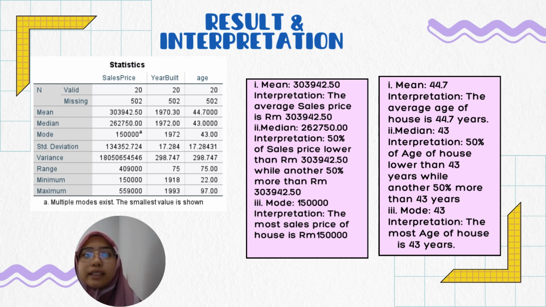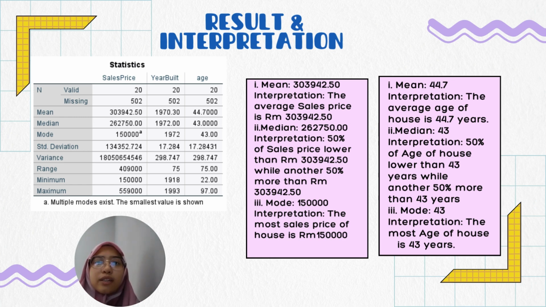Measure of dispersion can also be seen in the table. For example, the range is 409,000 and the standard deviation will be 134,352.72. From this table, we can see the three objectives is answered.